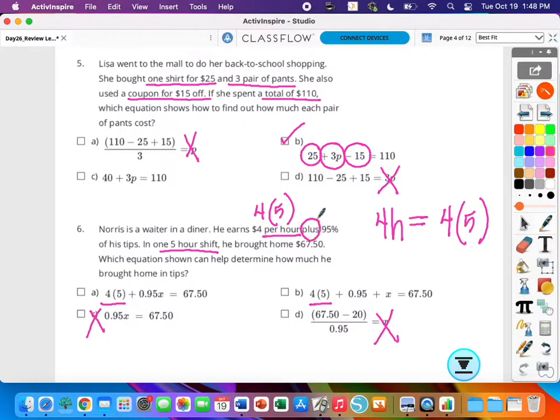Plus, we got a plus sign in both of them, 95% of his tips. I've talked to you about percentages several times. The first thing, turn it to a decimal. I look at these, both of these are turned to a decimal. The second thing is you have to multiply it by that variable.